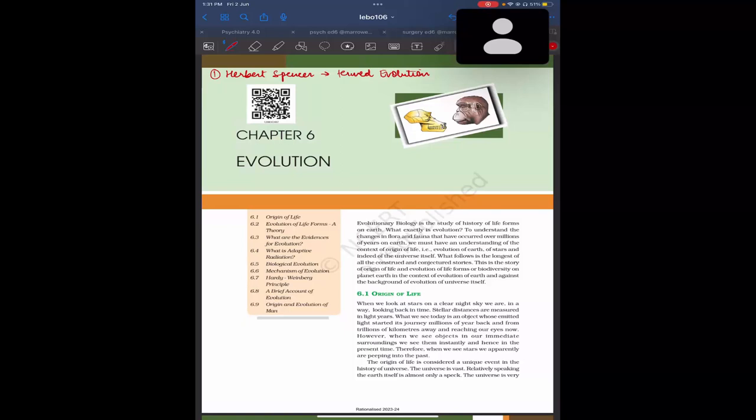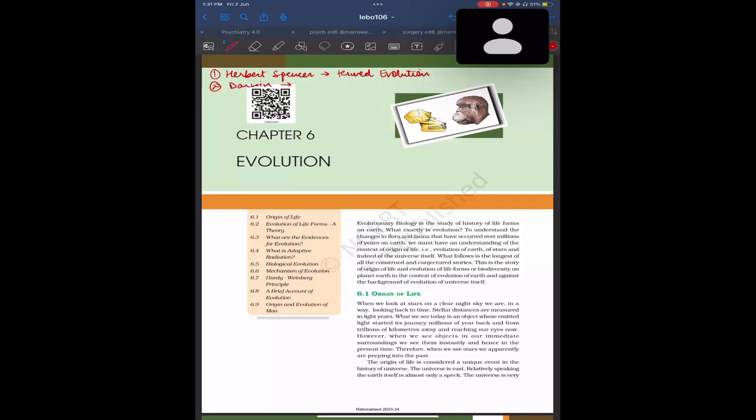And second is Darwin. Darwin ने हमें दिया था, जो book में भी chapter के within दिया है. Darwin gave the book Origin of Species by Means of Natural Selection. And then we have Oparin, he gave the book Origin of Life.